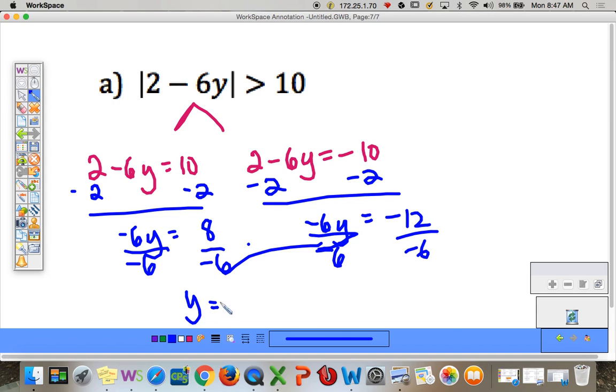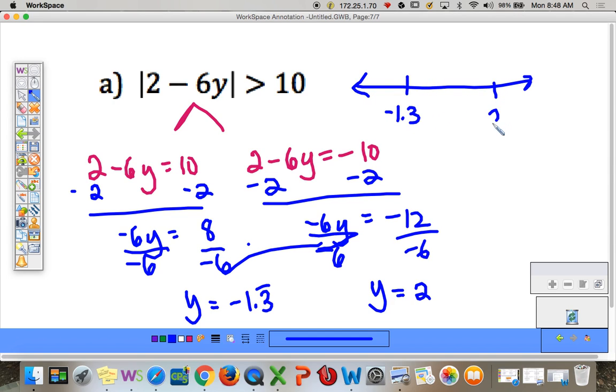So we get y equals 8 over negative 6. Let's get the decimal and see where that falls on the number line. So it's about negative 1.3. It's negative 1.3 repeating, and this is positive 2. So right here it's beyond. So here's negative 1.3, and here's positive 2.